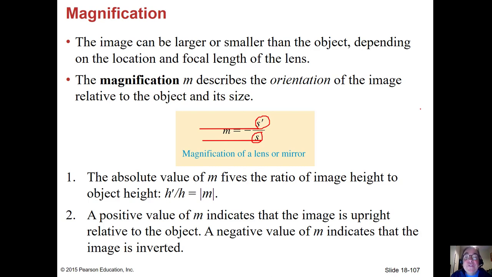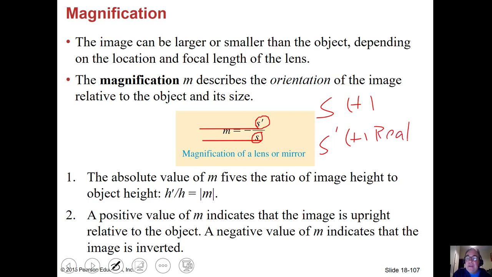So S is always going to be positive. S prime could either be positive or negative. It's positive when you have a real image, which we have here. And we haven't seen this case yet, but it's negative when it's a virtual image. Again, we haven't seen that yet.